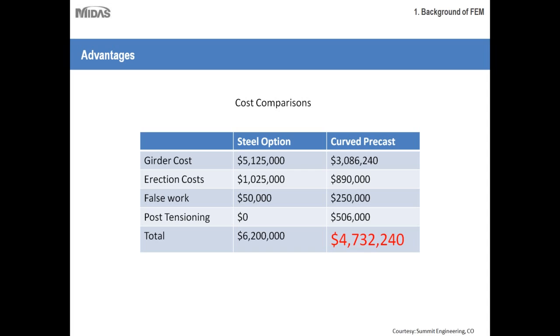As you can see here, as compared to the steel option, the girder cost is much more economical because concrete any day is cheaper than steel. The second thing, if you compare, is the erection cost, and steel always has a higher erection cost as compared to precast girders. Then false work. Agreed, steel requires less false work because you don't have to cast any part of the steel girder, whereas curved precast girders require false work quite often.